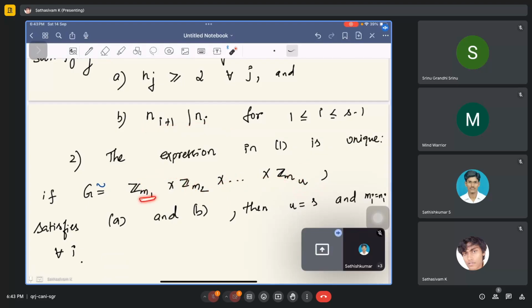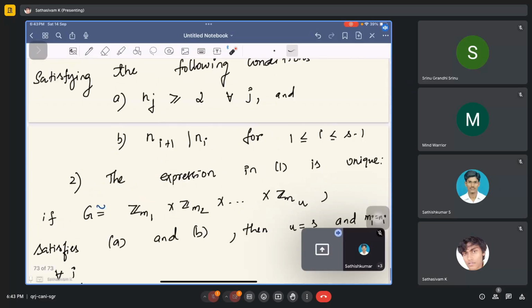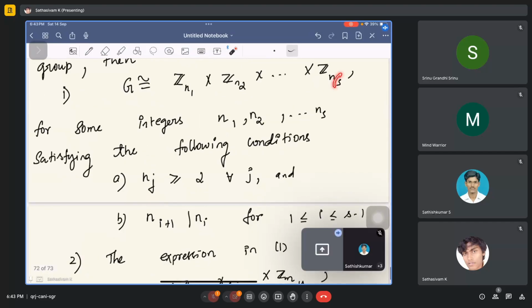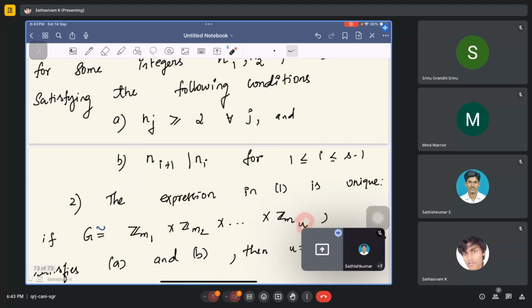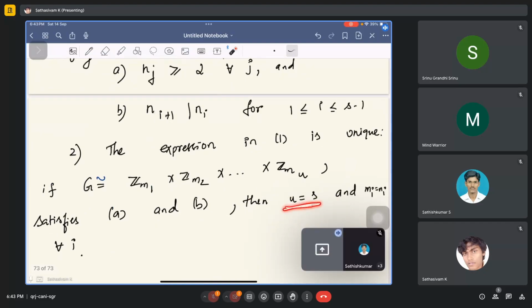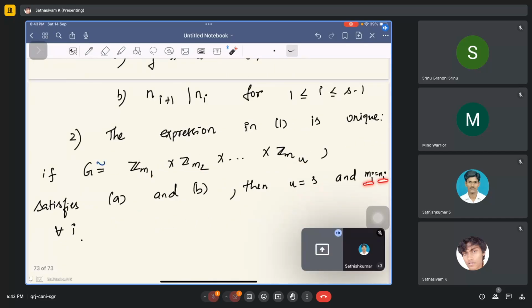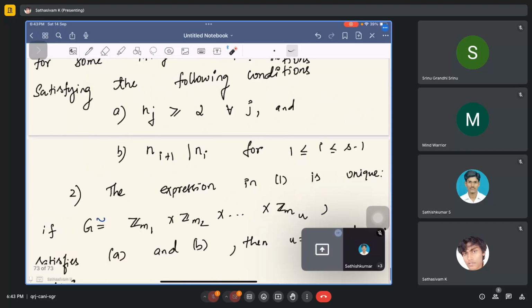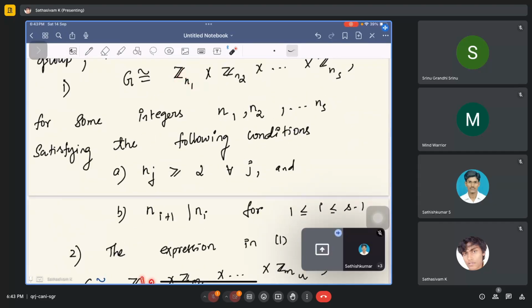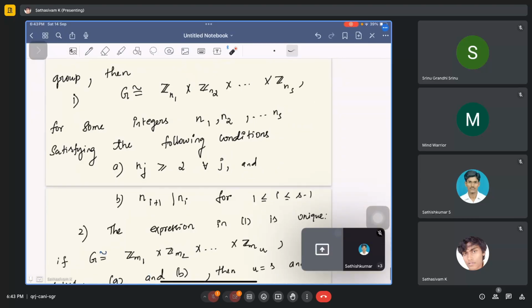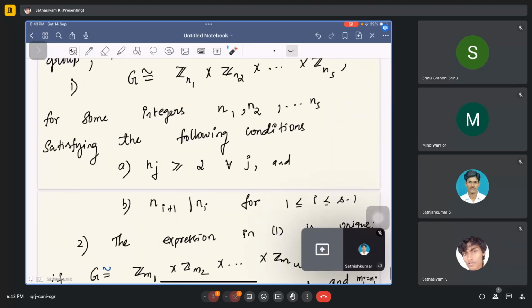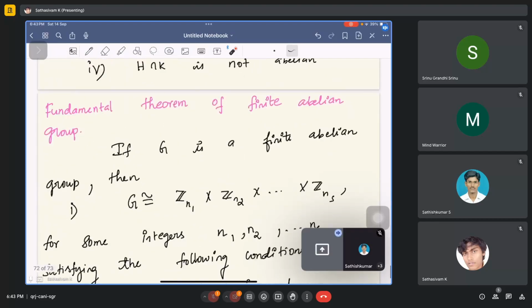So this is the big number here, and other things divide this one. Then what it tells you is this S here is equal to this U here. So this U and S are equal, and all these Mi terms are equal to these Ni, and this happens for all i. So these Ni and Mi are all the same. So this is the fundamental theorem of finite abelian groups.